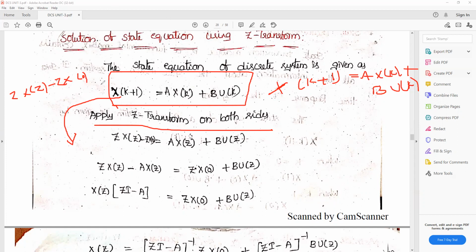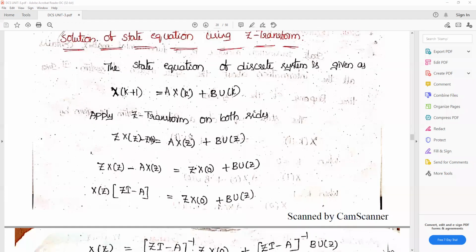So x of k plus 1 is equal to z into x of z minus z into x of 0. For example, x of k plus 2 is z square into x of z minus z square into x of 0 minus z into x of 0. In the Z transform, we take x of k plus 1 as z into x of z minus z into x of 0.